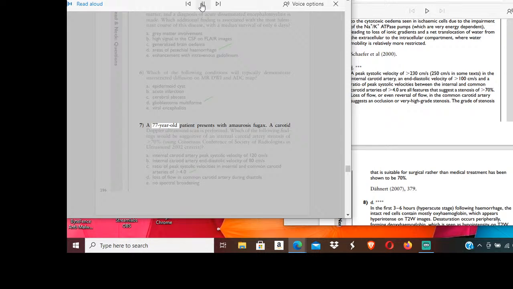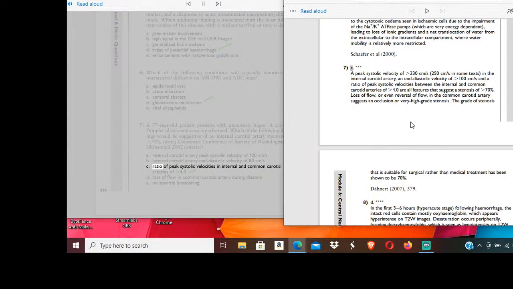7. A 77-year-old patient presents with amaurosis fugax. A carotid Doppler ultrasound scan is performed. Which of the following findings would be suggestive of an internal carotid artery stenosis of 70% using Consensus Conference of Society of Radiologists in Ultrasound 2002 criteria? A. Internal carotid artery peak systolic velocity of 120 cm/s. B. Internal carotid artery end diastolic velocity of 80 cm/s. C. Ratio of peak systolic velocities in internal and common carotid arteries of 4.0. D. Loss of flow in common carotid artery during diastole. E. No spectral broadening.